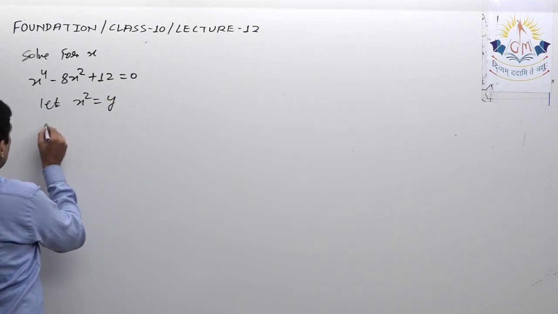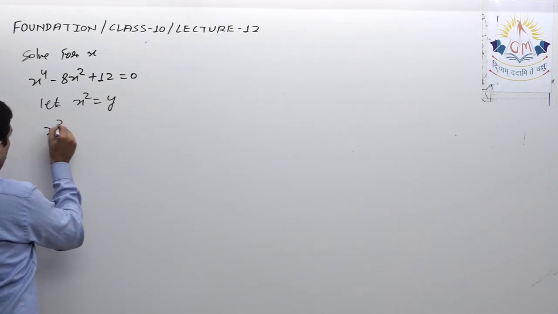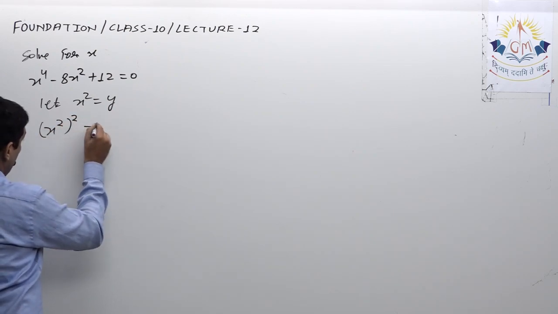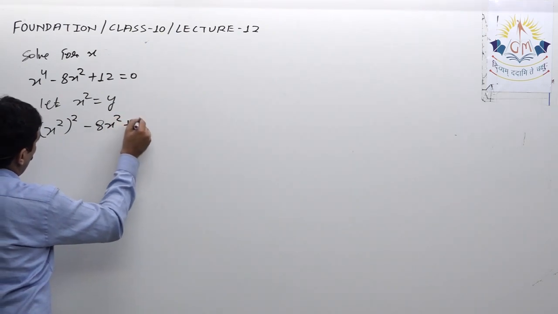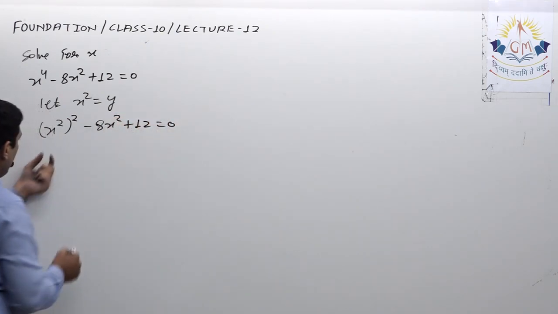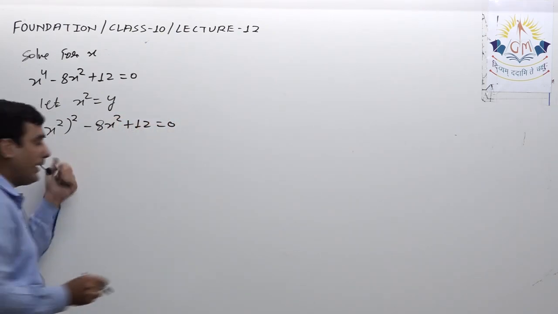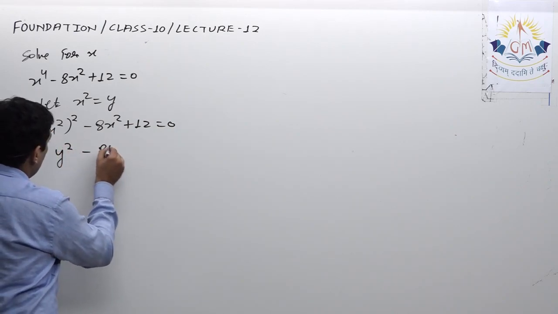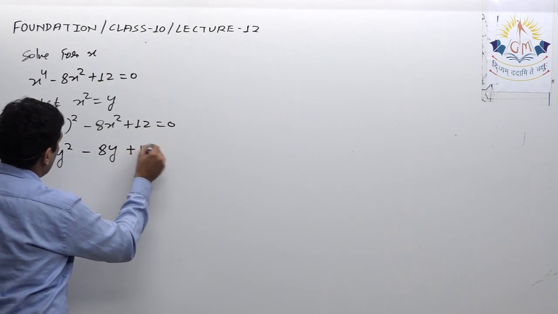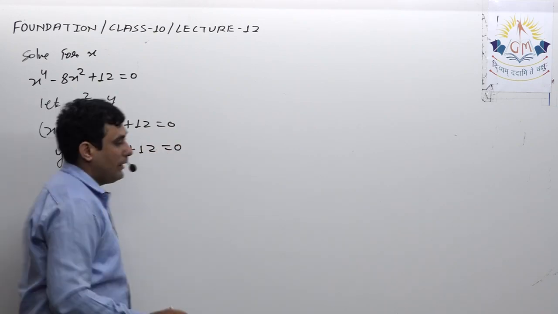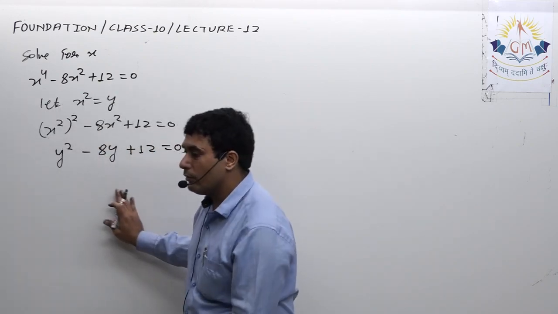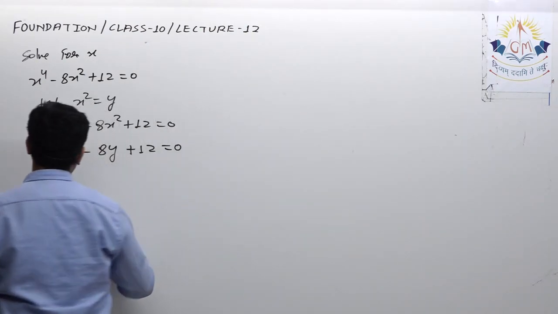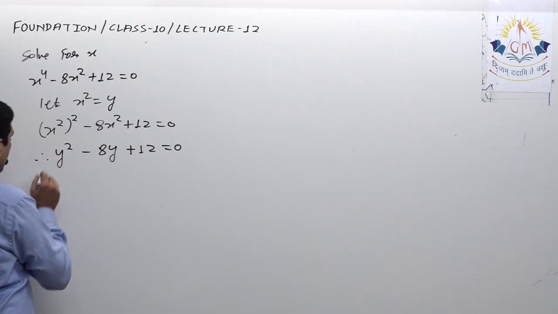So this will become, we have x square raised to 2 minus 8x square plus 12. Now if I replace this x square by y, so here I will get y square minus 8y plus 12 is equal to 0. Now after doing this, it is easy to solve because we have 3 methods to solve this. Okay, so here it is easy to solve it by factorization.